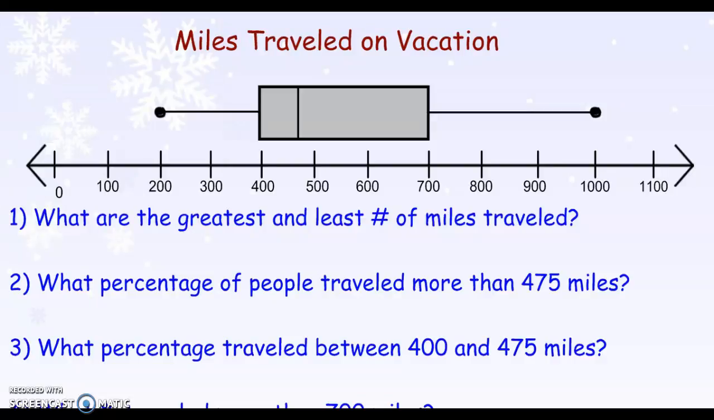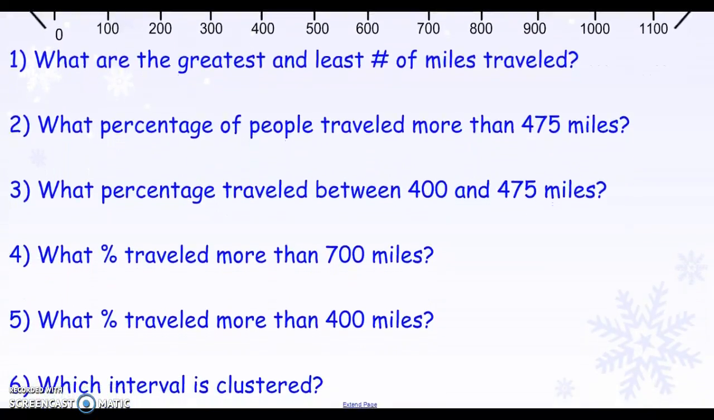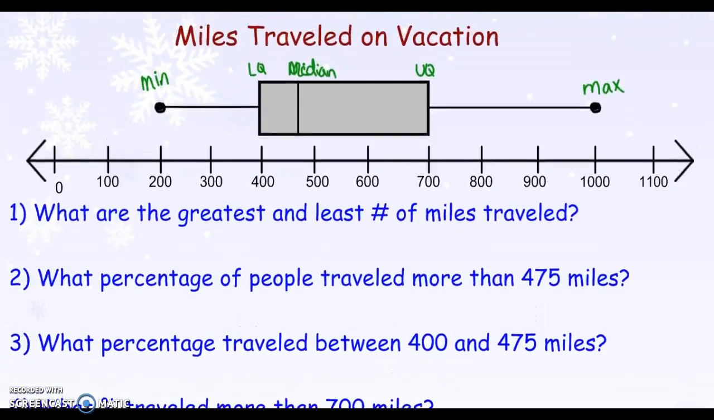We can tell right away, based off the 5 things that we need, we have our minimum, our lower quartile, our upper quartile is over here, our median, and our maximum. So taking a look at this, please go through and answer the questions on the slides, and we're going to pause at each point to have you answer the questions, and then I'll explain the answer.